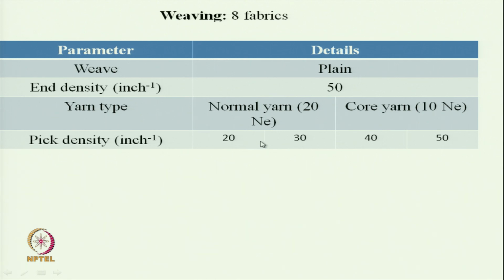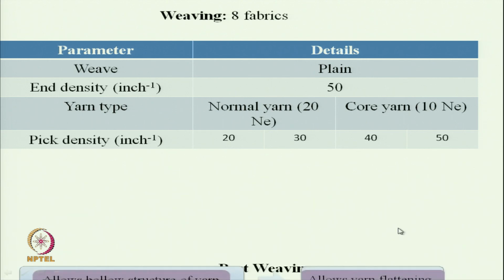There are 2 types of yarn, normal yarn and core yarn. For the core yarn, the washing was done after the fabric manufacturing. Effectively, the core yarn linear density was 10 Ne, that was the count. Pick densities were 20, 30, 40 and 50. So, at different pick densities the fabrics were produced.